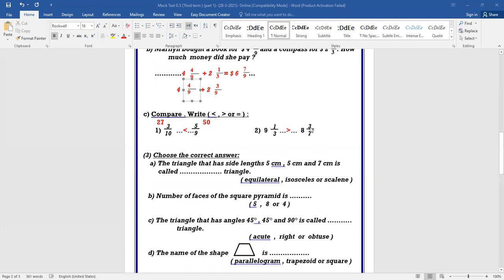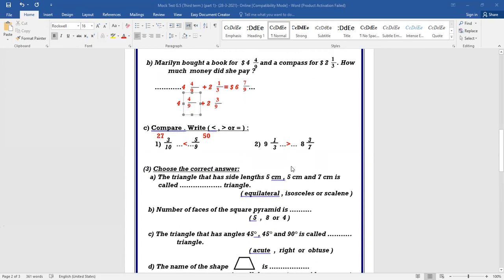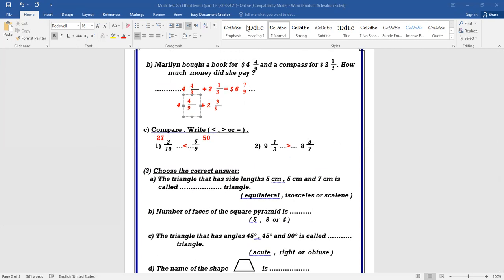Choose the correct answer. Number 3. The triangle that has side lengths 5 and 7 is called equilateral, isosceles, or scalene triangle. Isosceles. Here we have 2 equal sides. It will be an isosceles triangle.